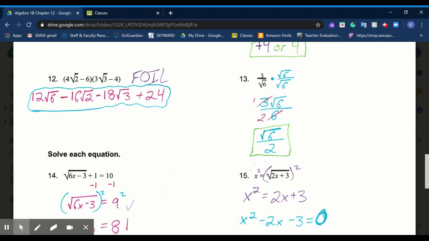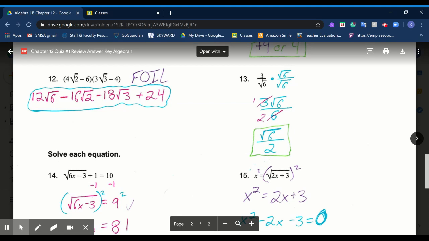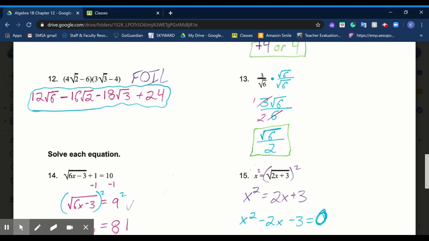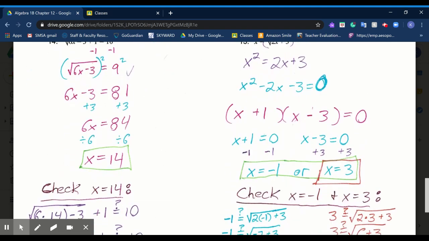Remember to simplify any radical with a radical on the bottom. We cannot have that in our final answer, so we need to multiply top and bottom by that value. So this would become 3 square roots of 6 over 6. The 3 over 6 can simplify to 1 over 2, so it's the square root of 6 over 2.